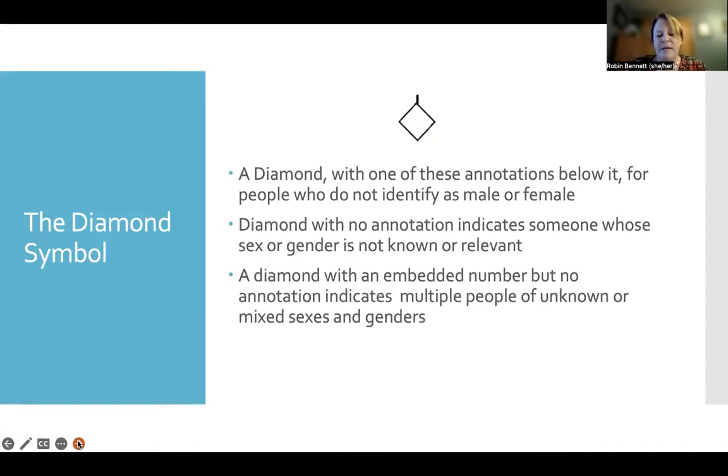So a diamond is what can be used for a person who identifies as not male or female. So this can be used as a person who is trans, and then you can put an annotation underneath. So you could put a diamond and then say AMAB, assigned male at birth, or a diamond and UAAB, unassigned at birth. It can also be used if you have a pedigree with lots of people in it and you don't know their sex assigned at birth or their gender. So you might say, you know that a person has 5 siblings, but you don't know if they identify as male or female. You could use this diamond and put a 5 inside. Next slide.